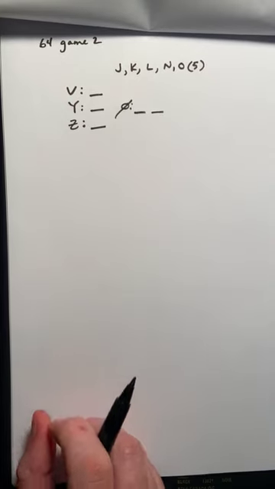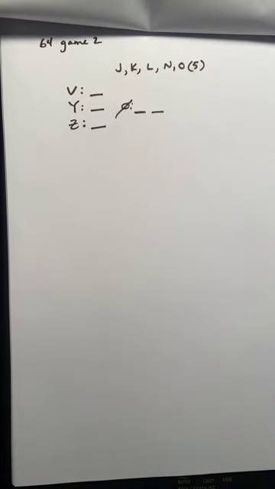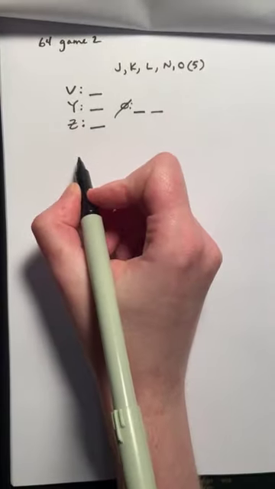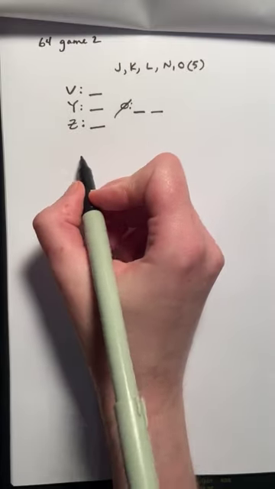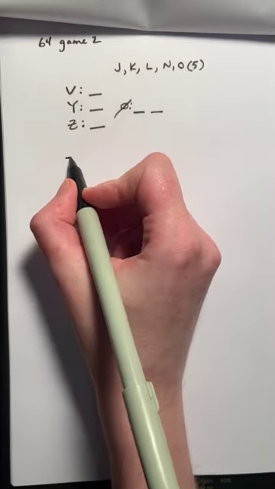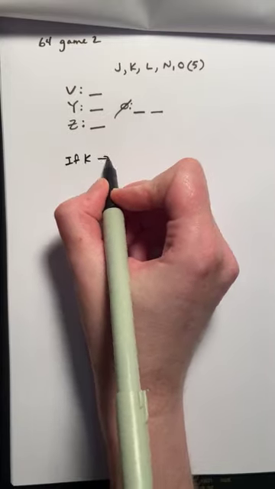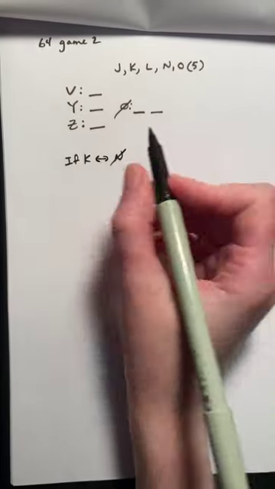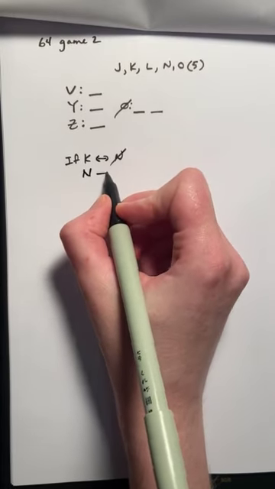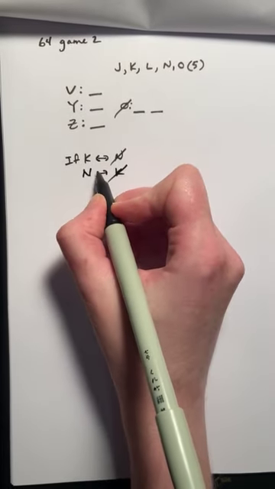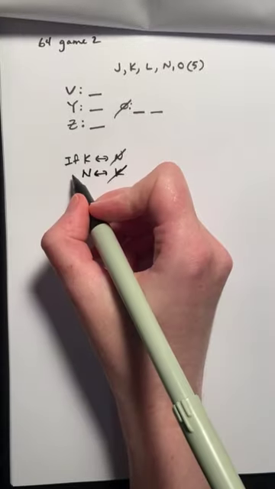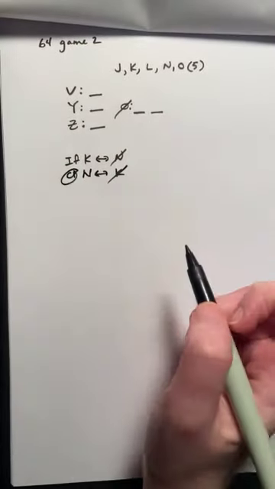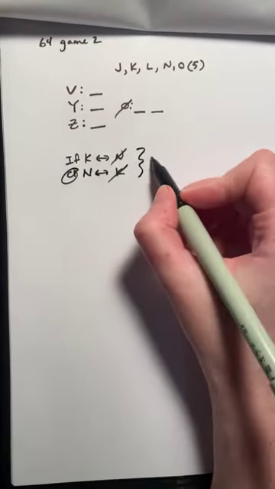Okay. Either K or N, but not both, is assigned to one of the ambassadorships. So K or N, but not both, would mean that if K is in, N is out. If N is out, K is in. If N is in, K is out. If K is out, N is in. So we actually have a biconditional here.